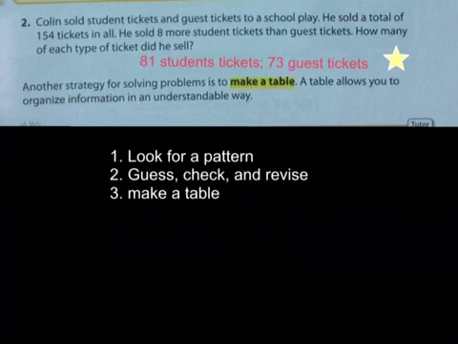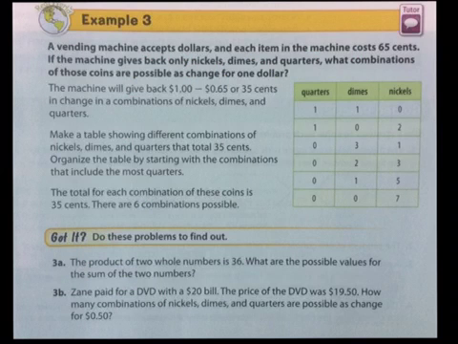Continuing on to example 3. For example 3, we're going to see how a table can help visualize what we're working with. A vending machine accepts dollars. So you put a dollar bill in there. And each item in the machine costs 65 cents. If the machine gives back only nickels, dimes, and quarters, what combinations of those coins are possible as change from the dollar, from $1? So we have quarters, dimes, and nickels.